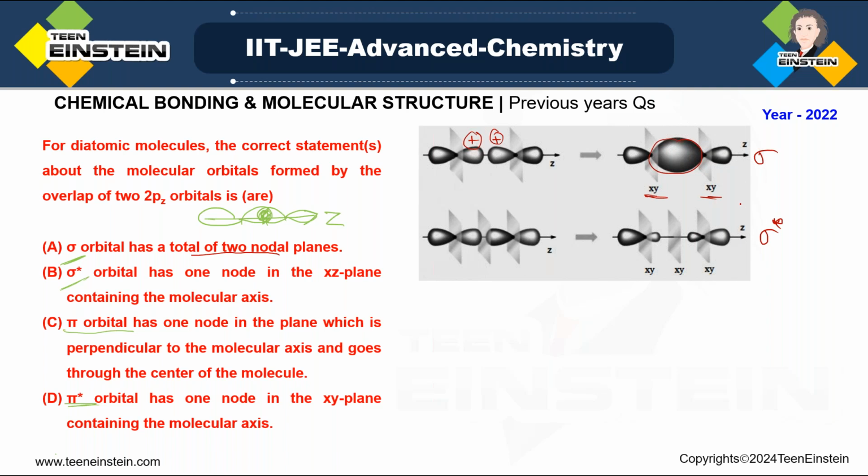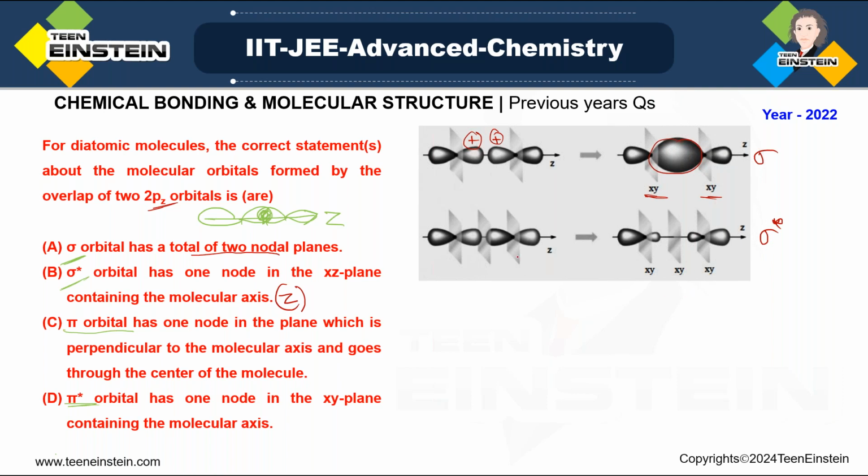What about the next statement? Sigma star orbital has one node in the xz plane containing the molecular axis. Now what is the molecular axis? Molecular axis is basically the z axis, because the p orbital is on the z axis. So this axis you have to consider as the molecular axis. Suppose instead of 2pz, if it is said 2px, then x will be the molecular axis. So one node in the xz plane containing the molecular axis.